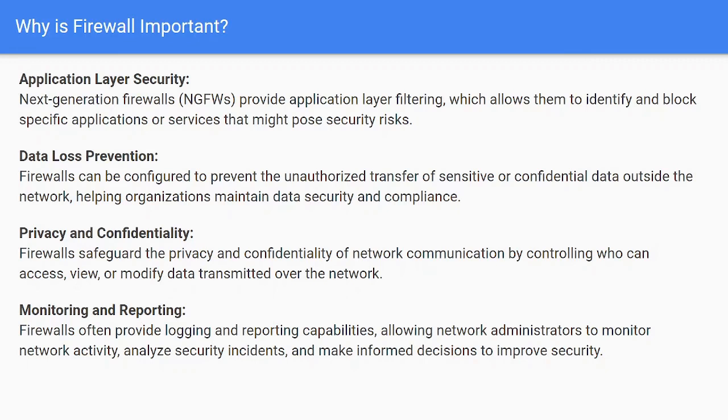Then the next thing is privacy and confidentiality. Firewalls safeguard the privacy and confidentiality of network communication by controlling who can access, view or modify data transmitted over the network. So yes, there's privacy when it comes to the firewall. With your firewall, you can configure who has access to view a particular piece of information over the internet, and who can modify it. You get. Another reason why firewalls are important is monitoring and reporting.